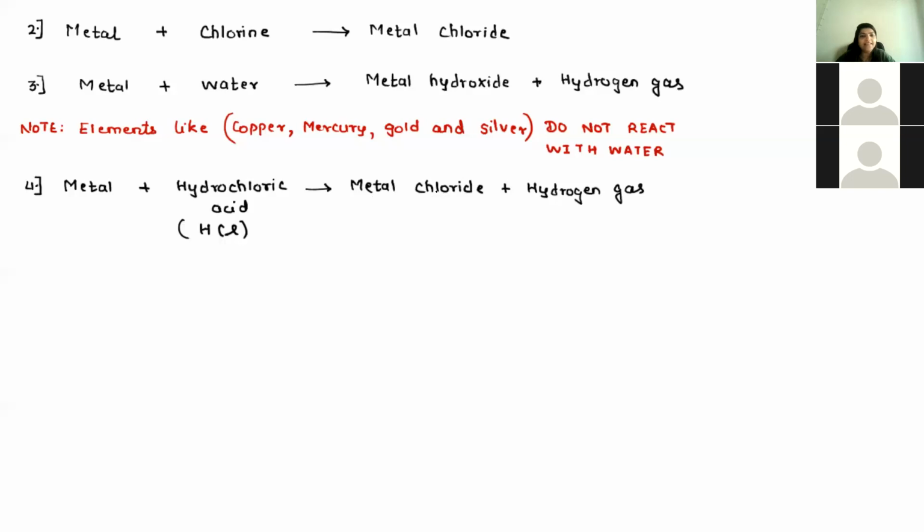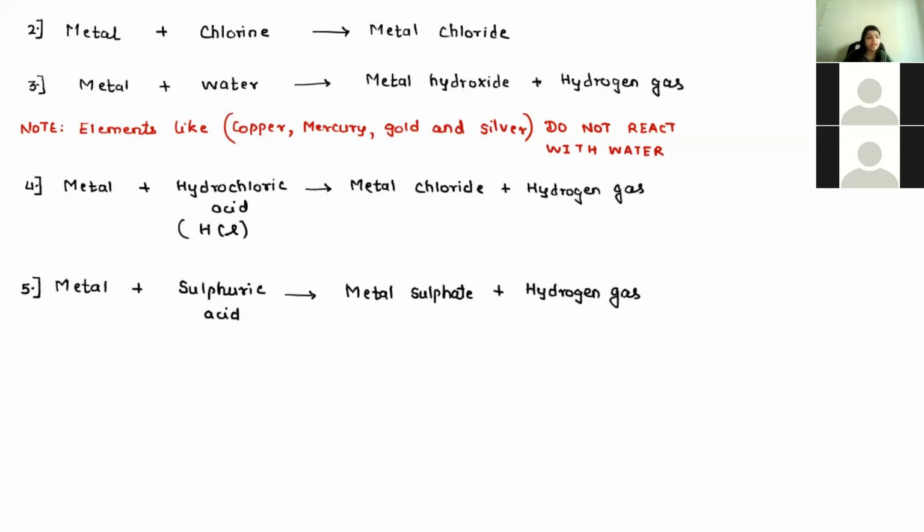One more example of acid, which is called sulfuric acid. These are different types of acid. So metal plus sulfuric acid will give metal sulfate plus hydrogen gas. Okay, so metal plus sulfuric acid gives metal sulfate plus hydrogen gas. Please copy down this.